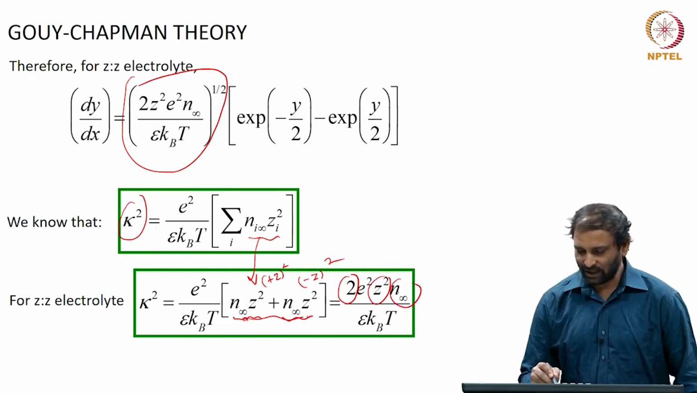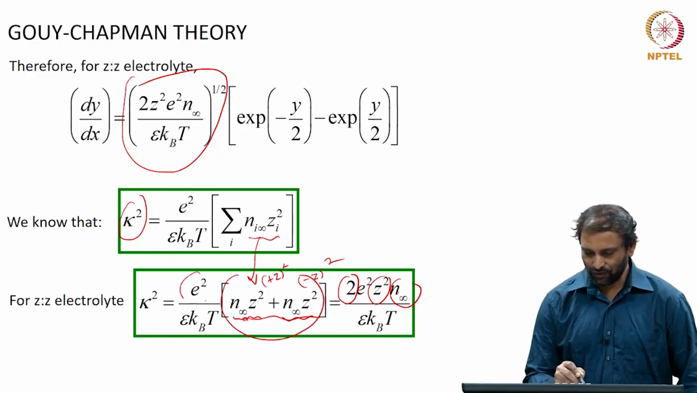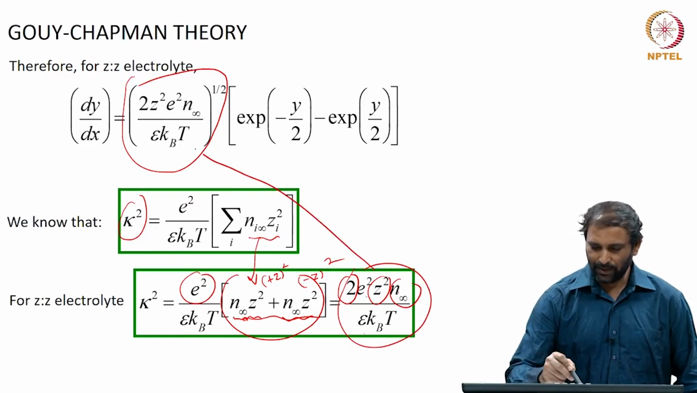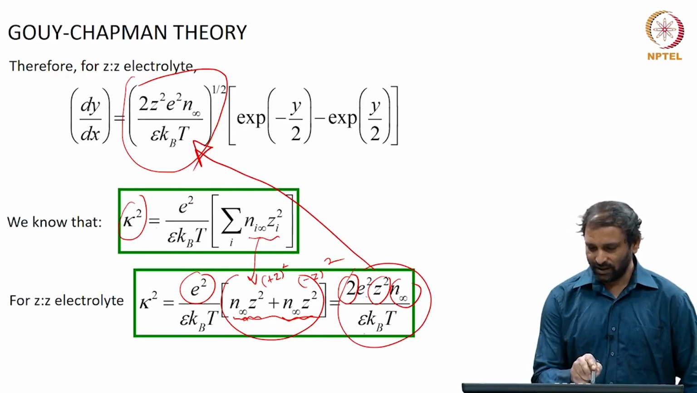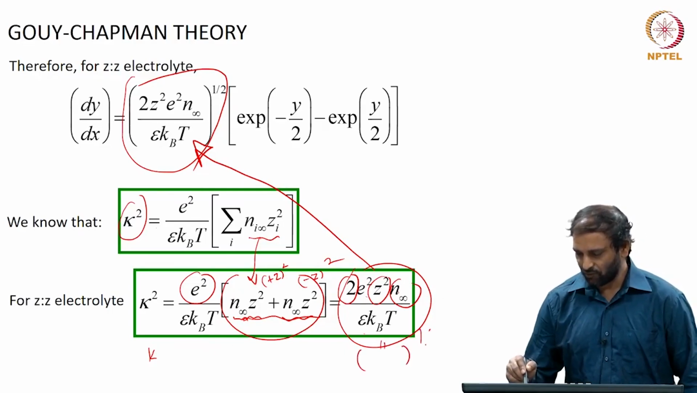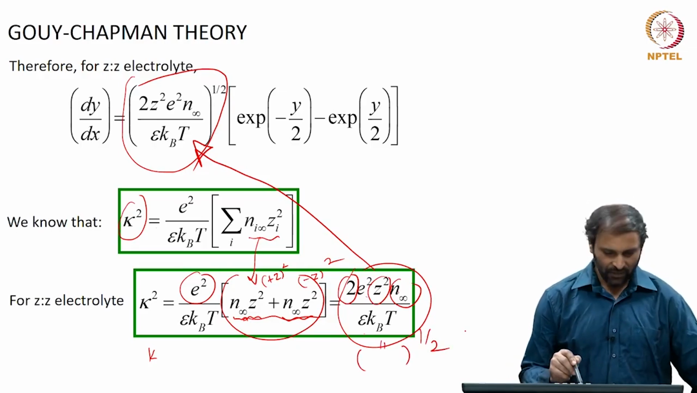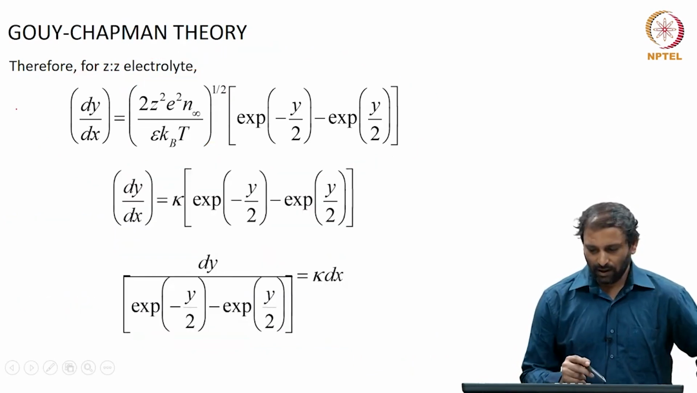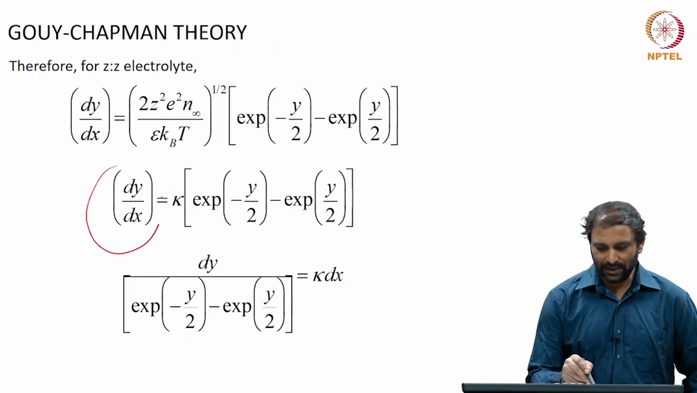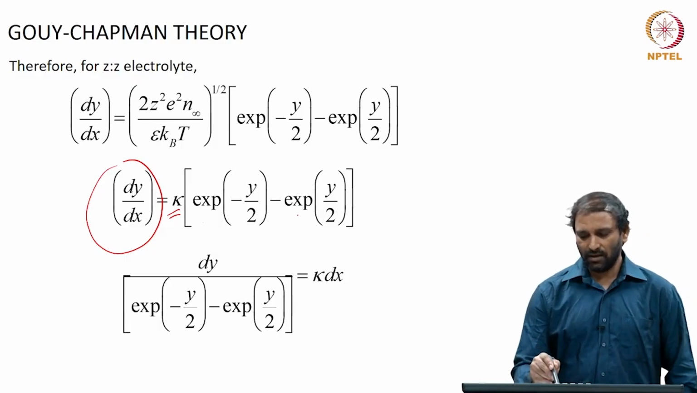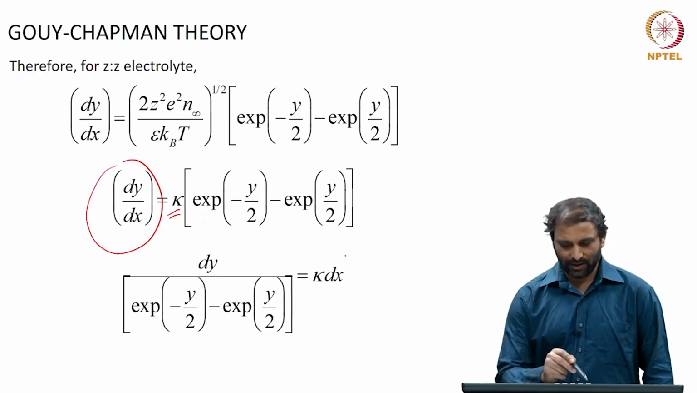into ni infinity, that comes from the term in the parenthesis, and I have of course E square divided by epsilon kBT. Okay. So now if you look at this expression and compare it to this, what you essentially have, if I take the square root on both sides, is that kappa is the same as this term raised to the power of 1.5. Therefore, this expression, which is valid for a Z is to Z electrolyte, I can write as dy by dx equal to kappa times exponent of minus y by 2 minus exponent of y by 2. Now, I can separate the variables.